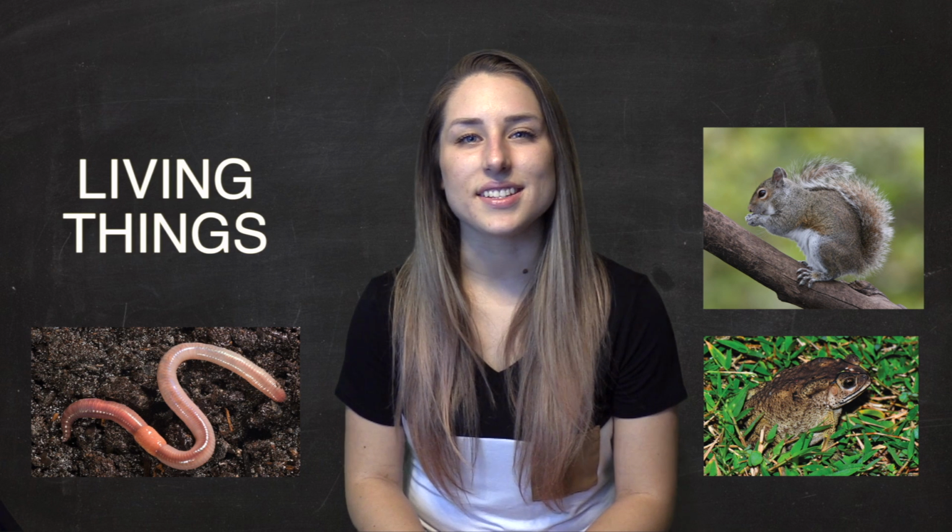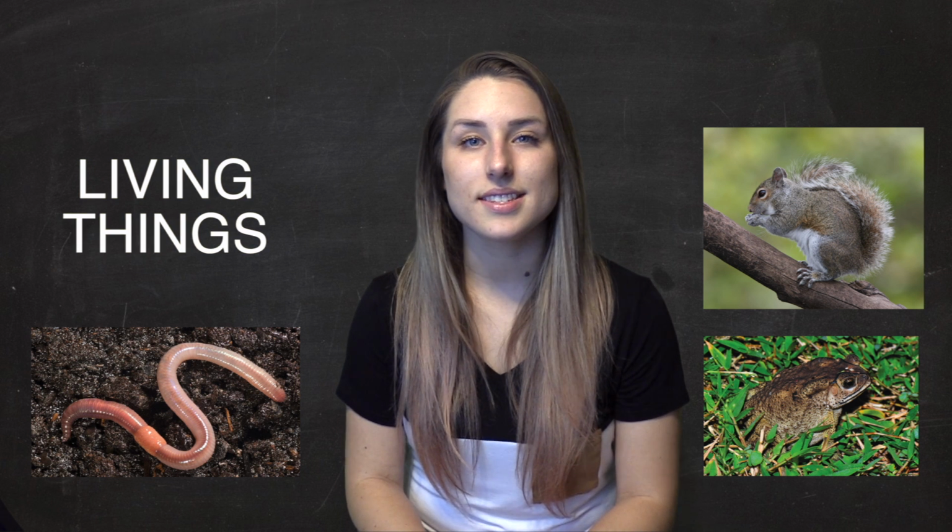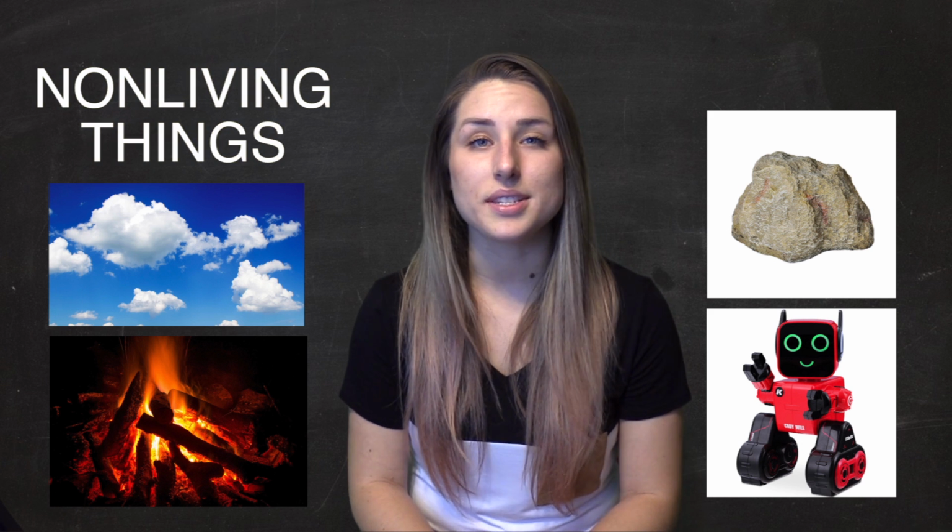Great job! Let's review. The earthworm, squirrel, and frog are all examples of living things. They all have basic needs and reproduce. The cloud, fire, rock, and robot are all examples of non-living things. They do not reproduce and do not have basic needs.